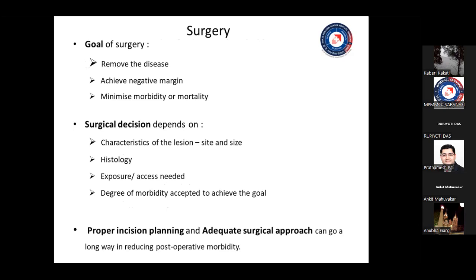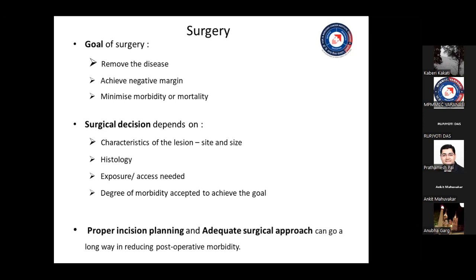For example, if it is an aggressive histology like squamous cell carcinoma with extensive involvement, then sometimes surgery might not be worth it. However, with the same extension, if it is an indolent histology like adenoid cystic carcinoma, then it is still quite worth resecting. Next comes the exposure and the access needed for a surgical decision and the degree of morbidity which is accepted to achieve the goal.